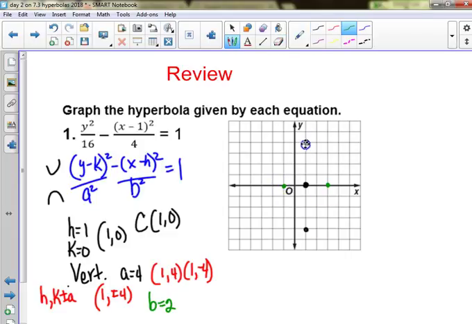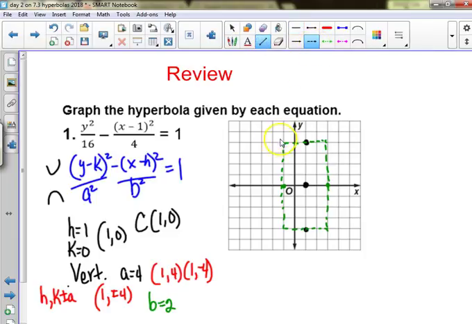Then instead of drawing an ellipse, we draw a box, rectangle, called the auxiliary rectangle. It really should be dotted, but I'm not going to worry too much about that. It's not actually part of our graph. It helps us find the boundaries. Because it helps us find what? What do we draw next? Yes, the asymptotes. The asymptotes are the diagonals here. So we're going to put in the diagonals of this box.